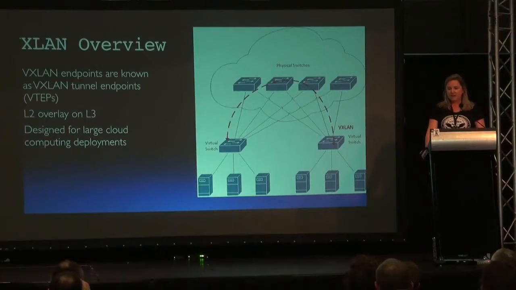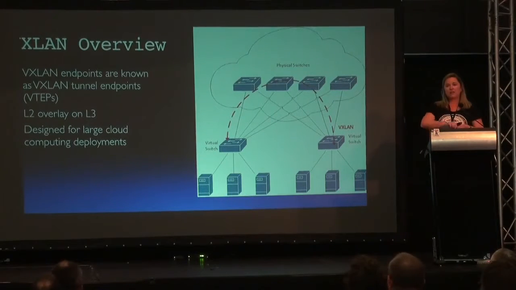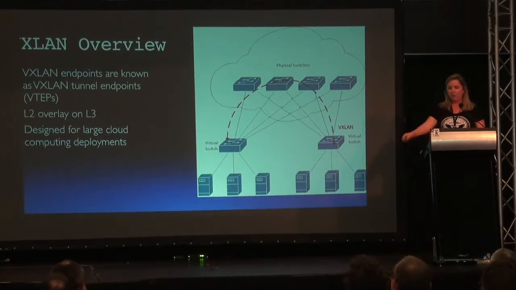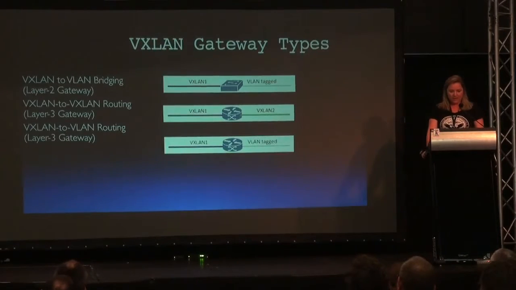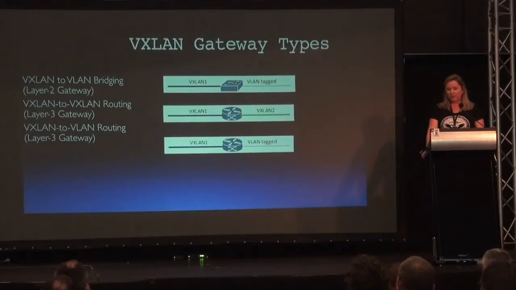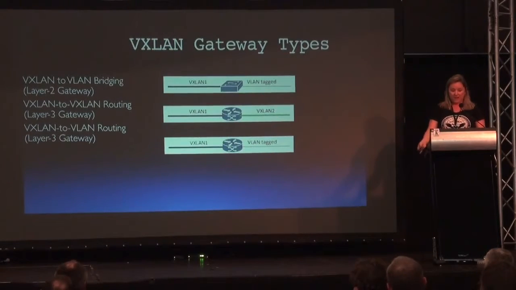So this is how I see VXLAN. You have 2 virtual switches, you have your VTEP endpoints on each switch, and then it creates a layer 2 tunnel over the top of your layer 3 network. So it's designed for large cloud environments if you have data centers in different locations. There's a VXLAN gateway type, so once you hit your VTEP, you can then move layer 2 bridging onto a VLAN tagged link. You can do VXLAN to VXLAN routing or VXLAN to VLAN routing.